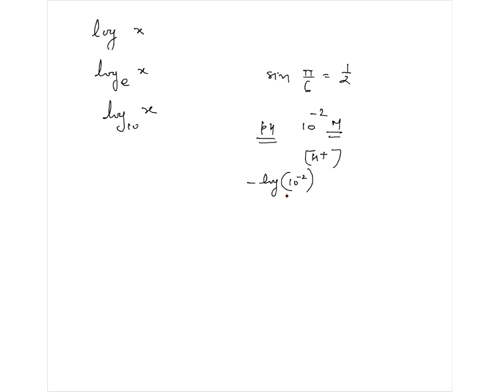So when you look at log of 10 to the power minus 2 to the base 10, it is minus 2. But when we do the pH calculation, there is a minus sign outside. pH is defined like that. So the answer comes out to be 2, and you know that it is an acidic solution. pH is 2.